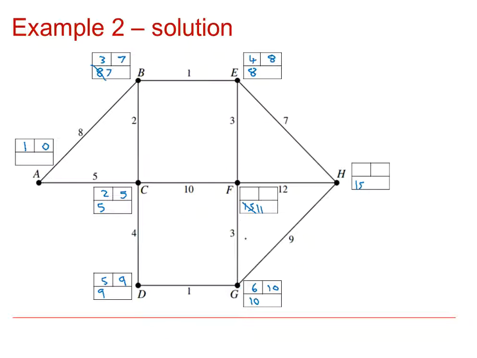I can travel from G to F, which is 13. 10 add 3, 13, but that's worse than 11, so we just ignore it. But I can go from G to H, which is 10 add 9, which is 19, which is worse than 15, so we just ignore that as well. I look for the smallest temporary label, which is 11, so that becomes permanent. It's my 7th permanent label, and the only place I can travel from F is to H. That's 11, add 12 is 23, which is worse than 15, so we ignore it. And my only temporary label I've got now is this 15, so it becomes permanent, and it is my 8th permanent label.